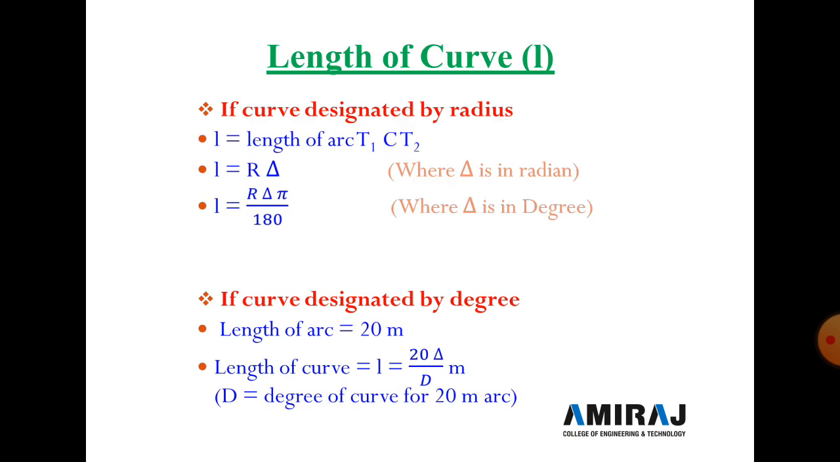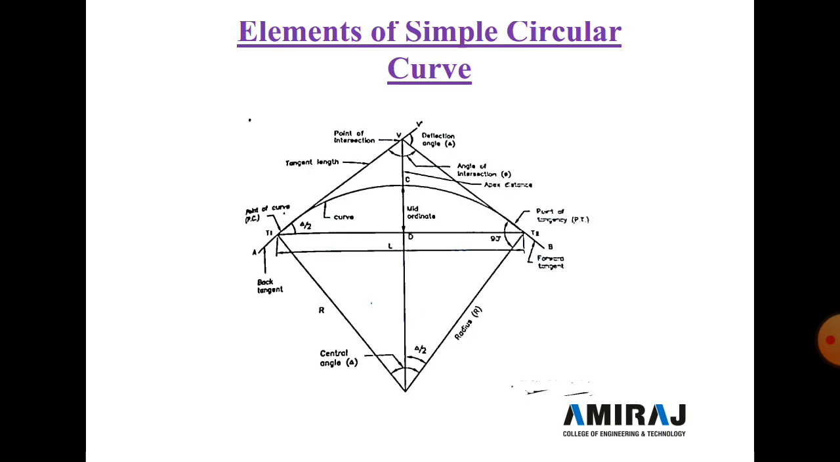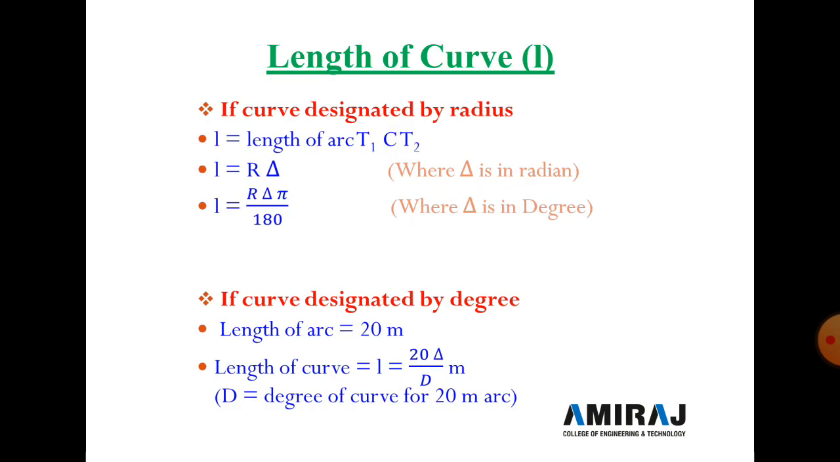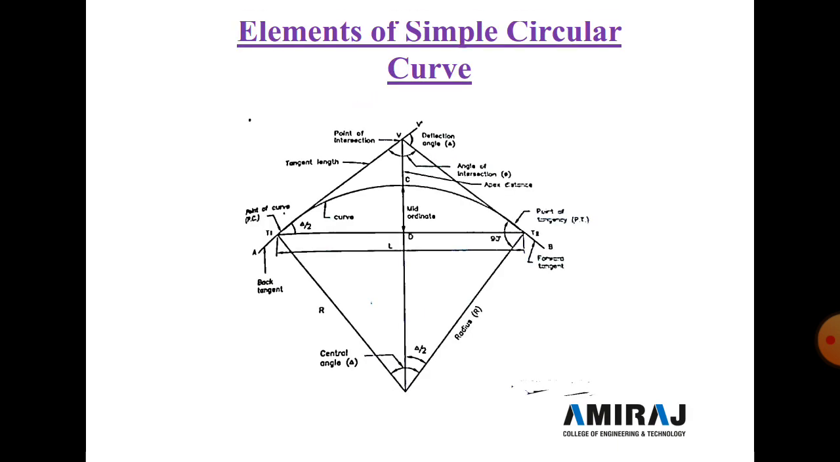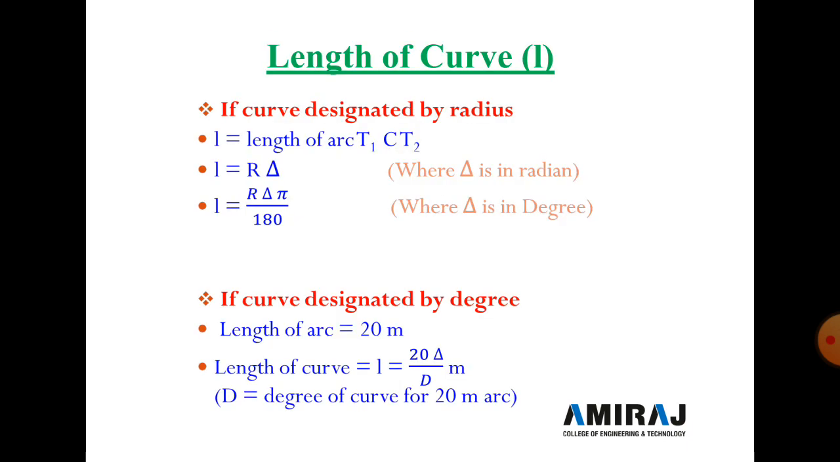Here we first start with the length of curve. What is the length of curve? The total length from T1 to C to T2 is known as the length of curve. If the curve is designated by the radius, capital R, the length of the arc is T1 C T2. You have already seen this in the figure. This is the total length from the starting point of the curve to the end point of the curve. So length is equal to R into delta.